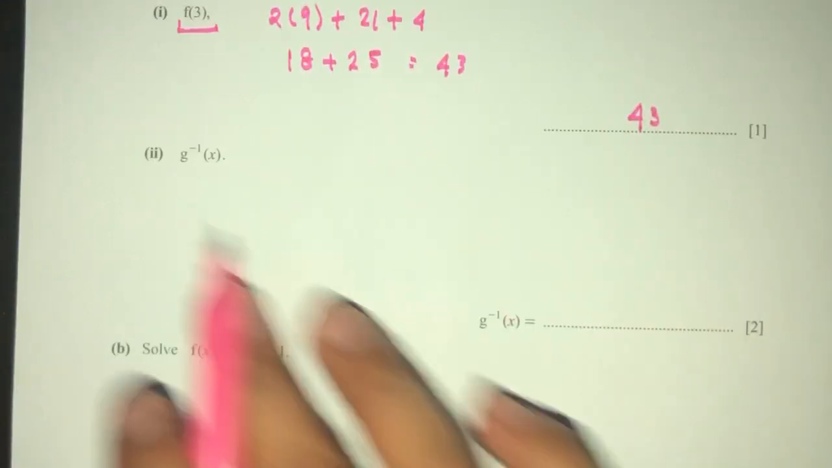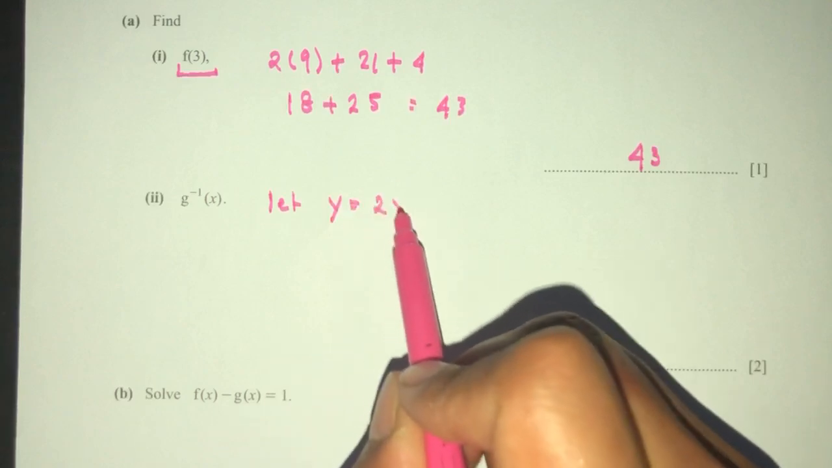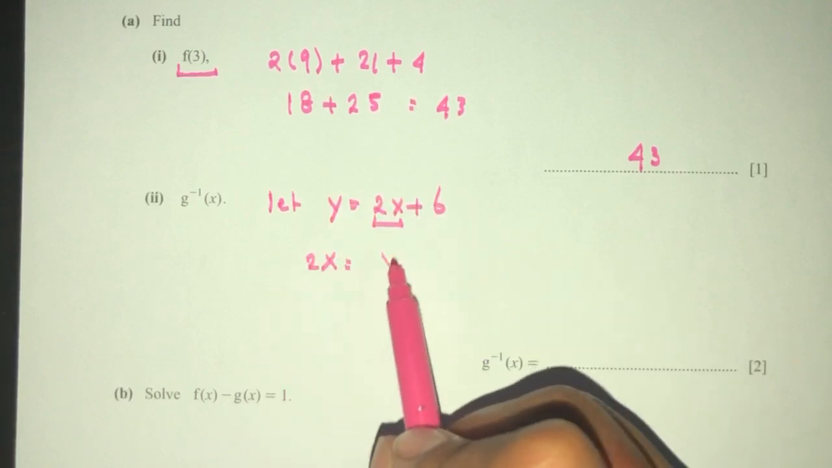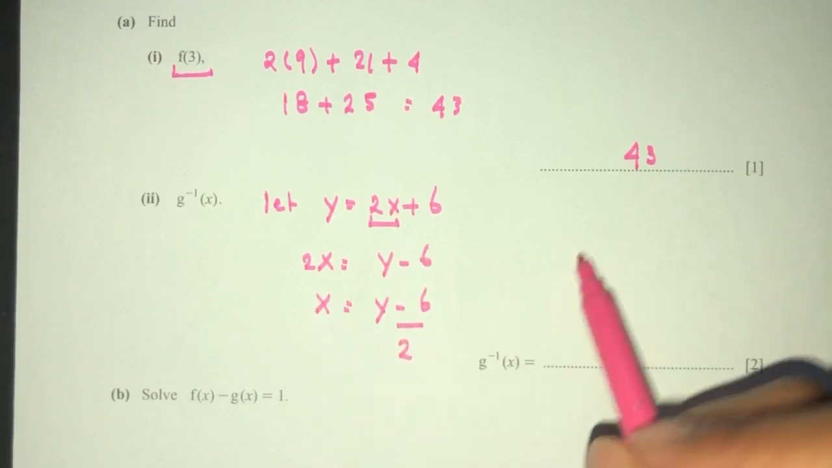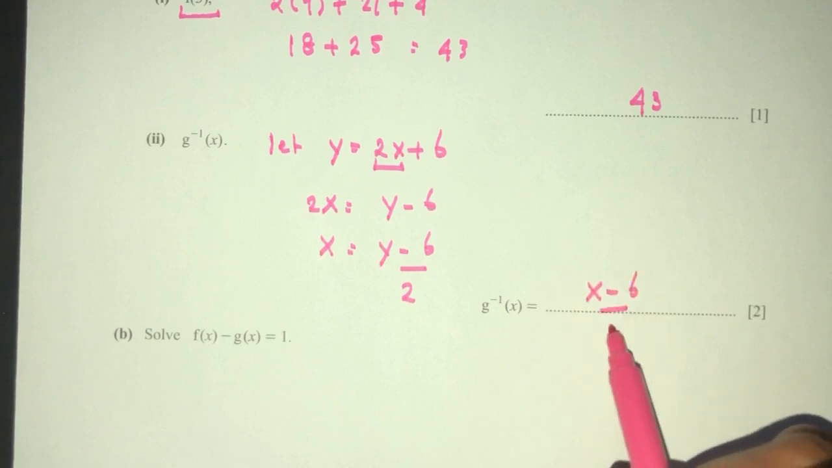Okay, and for this one, g inverse, we have to first let y equal to g of x. That will be 2x plus 6. Now make this become the subject. That will be 2x is equal to y minus 6. Finally, x will become the subject, divided by 2. So g inverse of x, in terms of x, we have to write x minus 6 over 2.